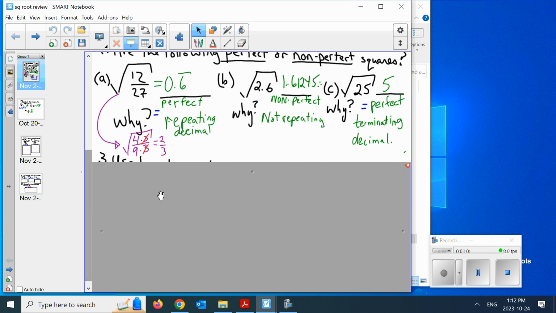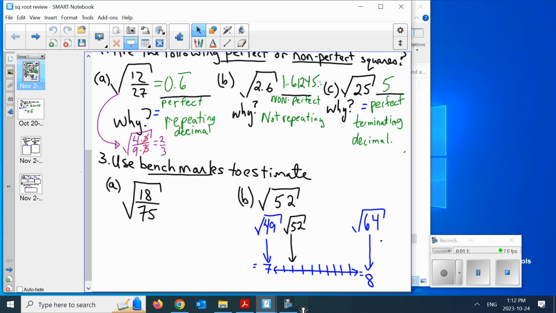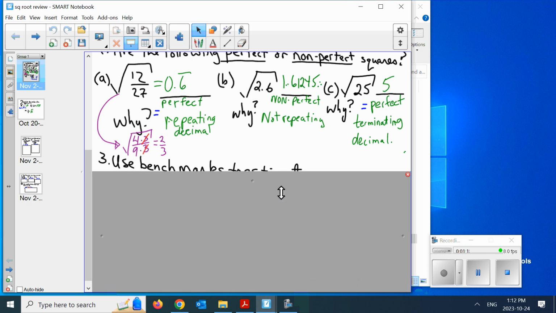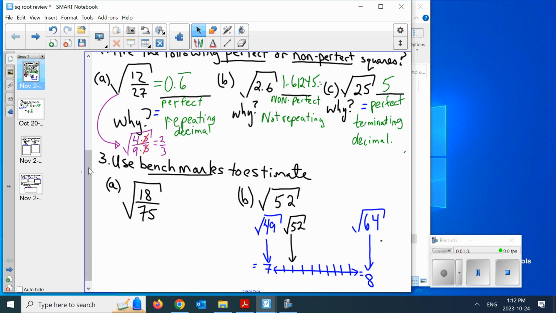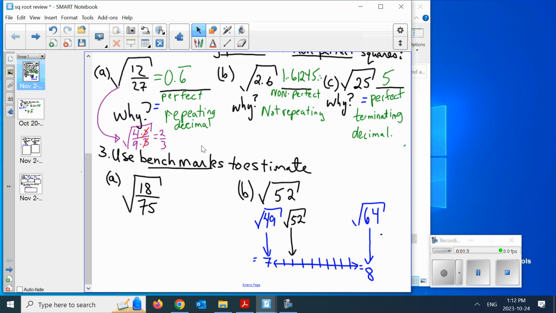Now, I said we'd skip something because we'd come back to it. Using benchmarks to estimate, and then we're going to use some Pythagorean theorem. So today, let's pick it up a little bit with this. Here's what we're doing. Using number 3, benchmarks to estimate. Let's do this first one.